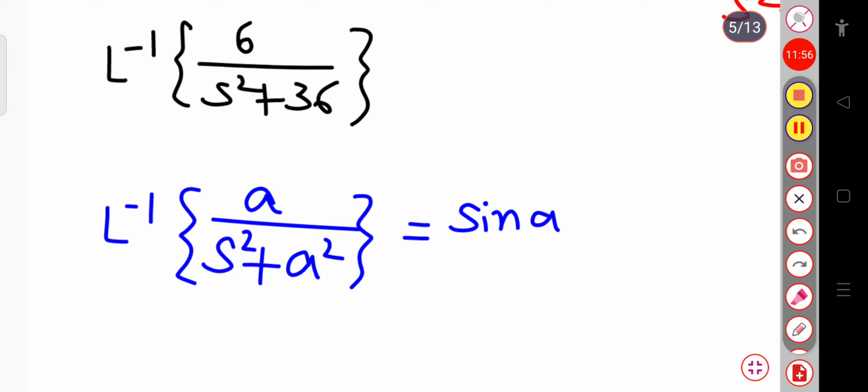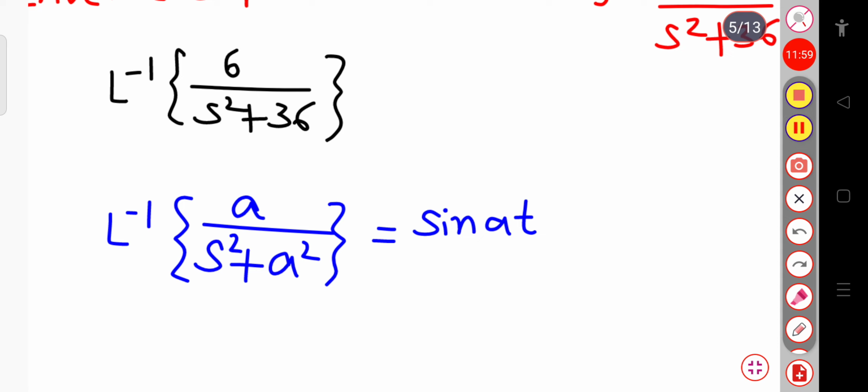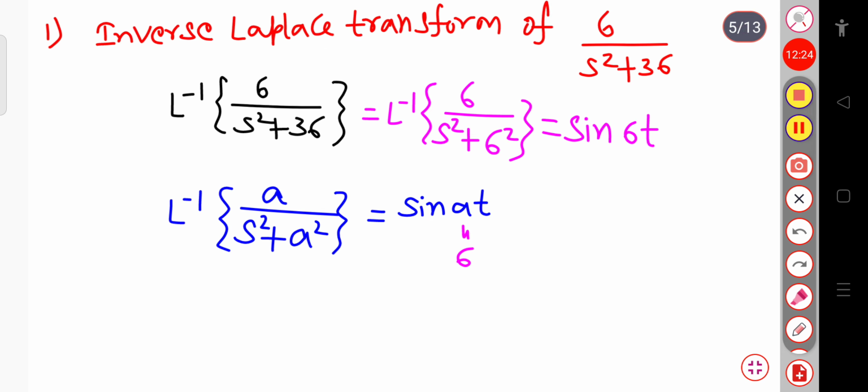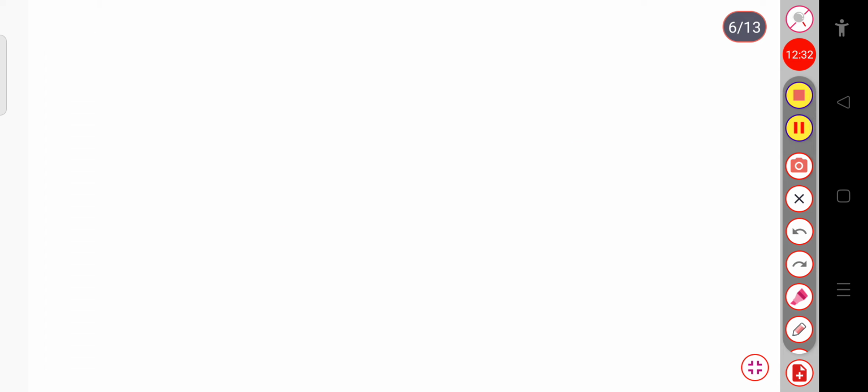In our question, that is 6 divided by s square plus 36, this is simply the Laplace inverse of 6 divided by s square plus 6 square, and here the value of a is 6, so this will be equal to sin 6t. So here we have calculated that the Laplace inverse of 6 divided by s square plus 36 is sin 6t. Okay, let us take one more example.